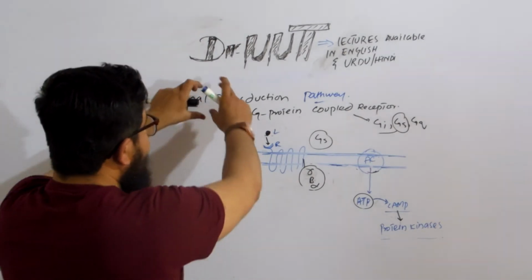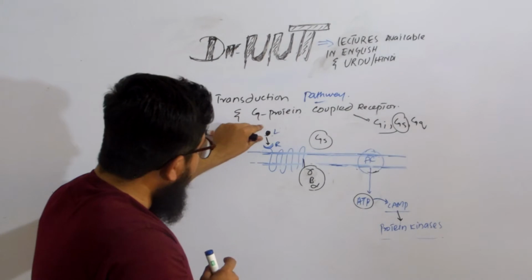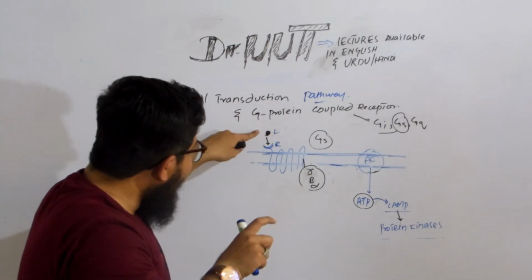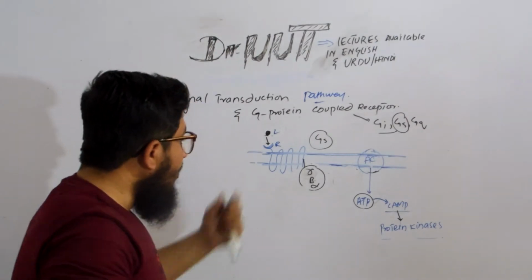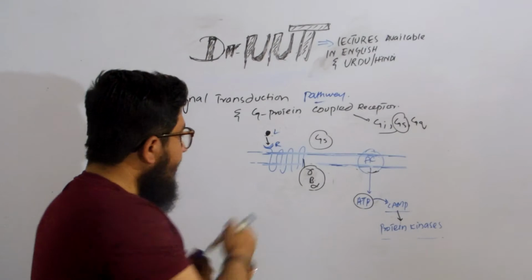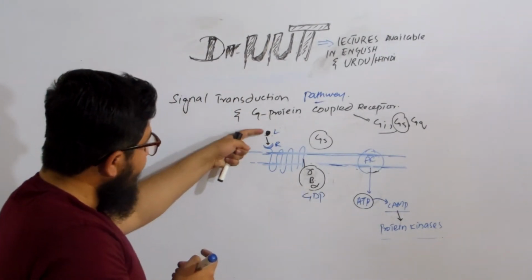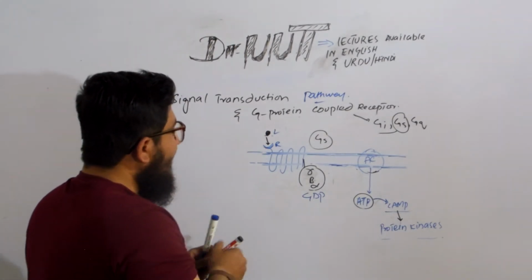Now, what is the signal transduction pathway through this receptor? First of all, a signal is brought by means of any ligand or any drug. When that ligand binds to the receptor, this receptor is activated. Now, what will happen to this activated receptor? First, GDP is available here. After the ligand binds to the receptor, what happens?